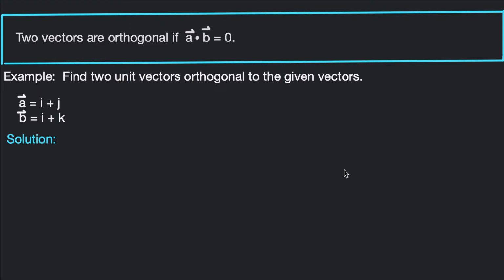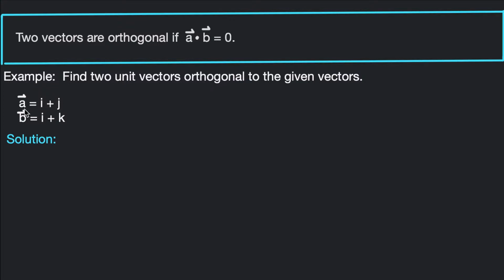Hey guys, what's up? Today we're looking at finding two unit vectors which are orthogonal to two given vectors, and we're going to use the dot product to do that. A lot of people would use the cross product to do this, which is okay, but we're going to use the dot product and what that means fundamentally to do this problem.